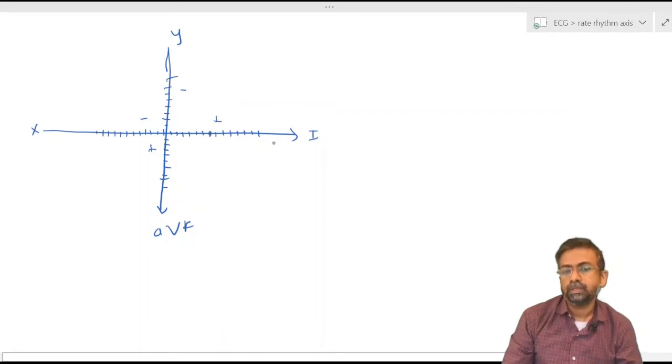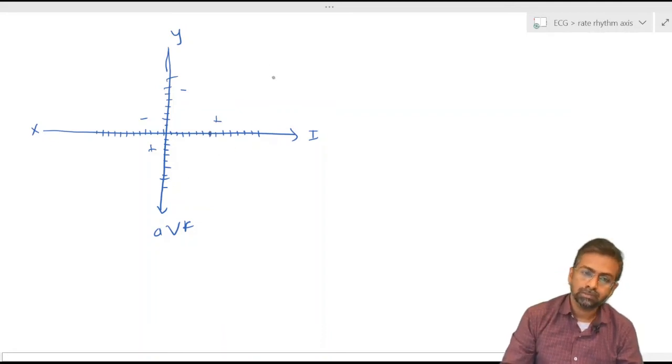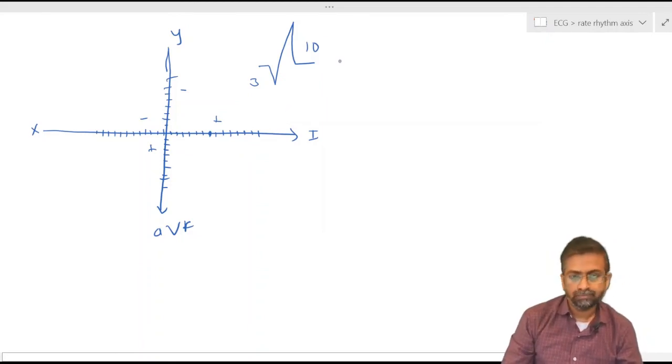In lead 1 the resultant deflection was 7. This is what lead 1 looked like: 3 negative, 10 positive, so the resultant deflection was 7. Now you come to lead AVF and calculate the resultant deflection, and it was again 7. 1, 2, 3, 4, 5, 6, 7. So you mark this point.